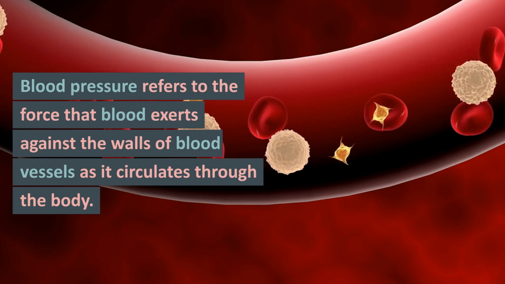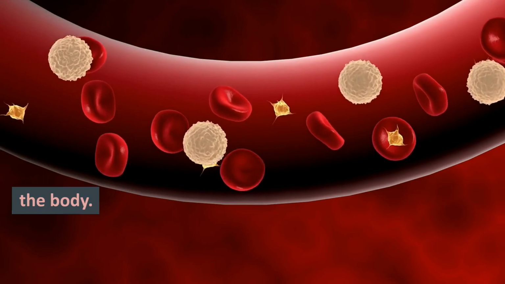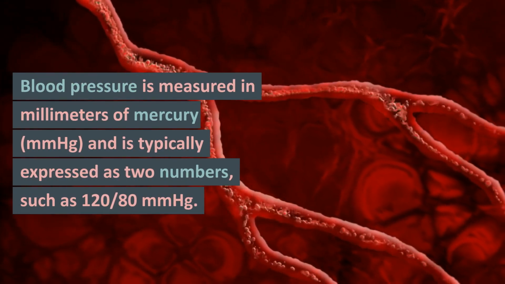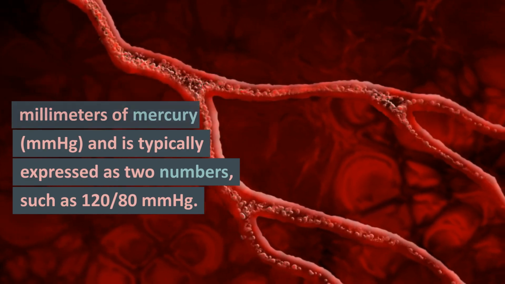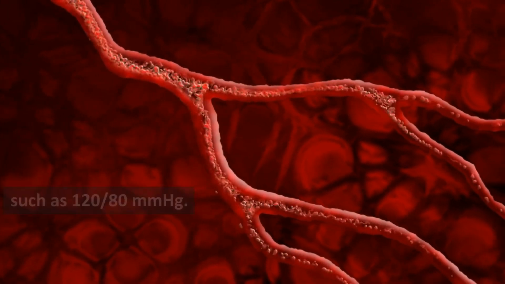Blood pressure refers to the force that blood exerts against the walls of blood vessels as it circulates through the body. Blood pressure is measured in millimeters of mercury, mmHg, and is typically expressed as two numbers, such as 120 over 80 millimeters of mercury.